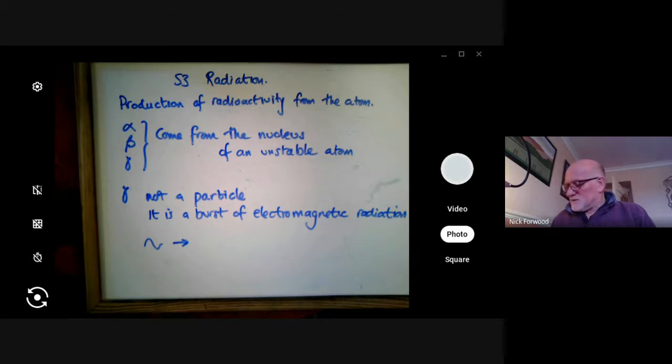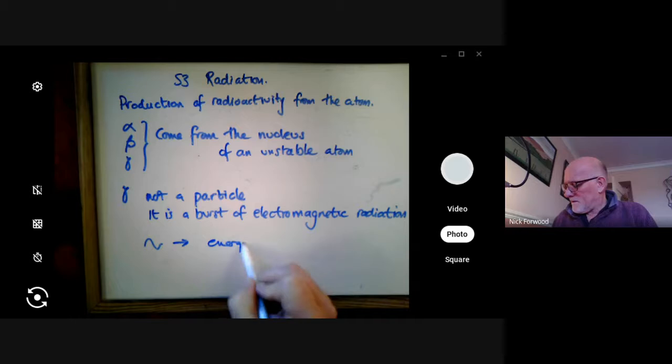So it's a burst of energy, and because it's not a particle, it doesn't take away particles from the nucleus. All it does is take away energy from the nucleus, because it's an energy burst, and it allows the nucleus to settle down. So you can have your nucleus settling down in two different ways.